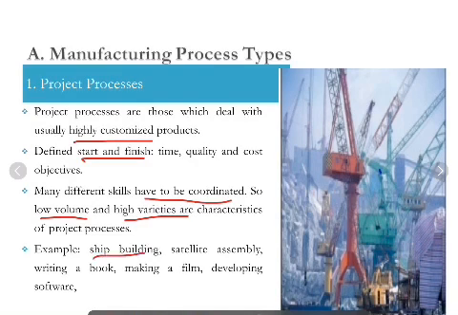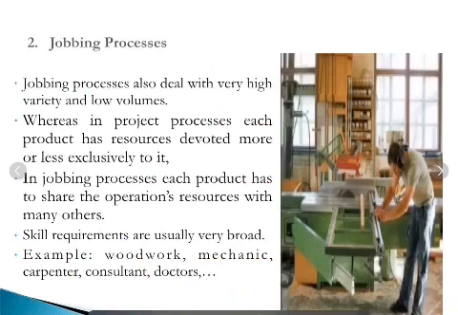Examples: ship building, satellite assembly, writing a book, making a film, developing software. In such a case, we have low volume of product, but high variety of product types. We call these project processes.